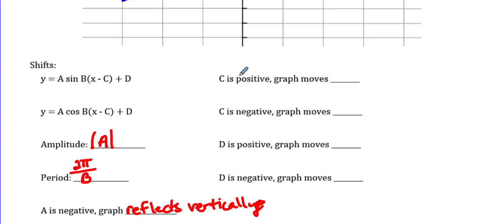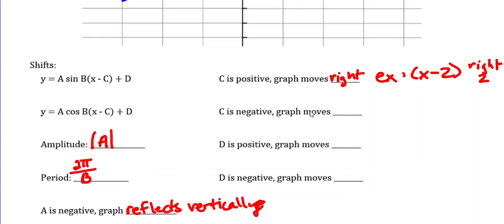Okay, so if c is positive, for example, we would have x minus something, because notice minus is part of the equation. So if the c is positive, it would be x minus a number. The graph is going to move to the right. And in this case, in the example, it would go right 2.